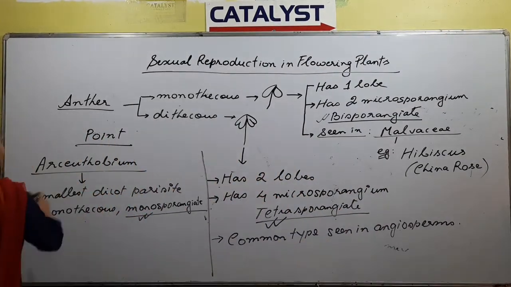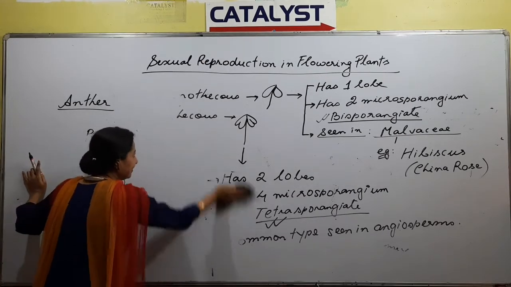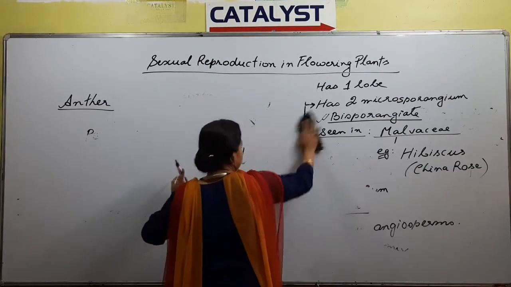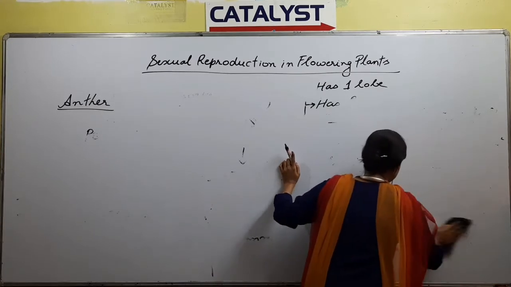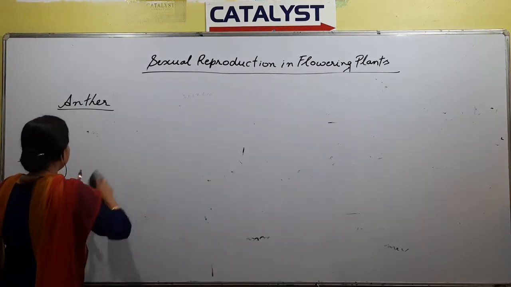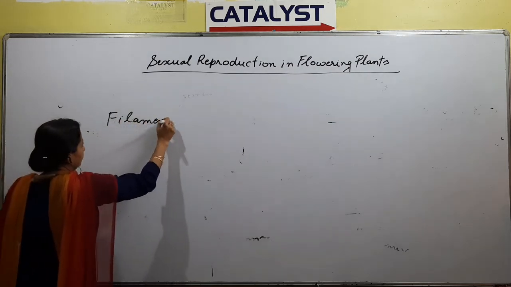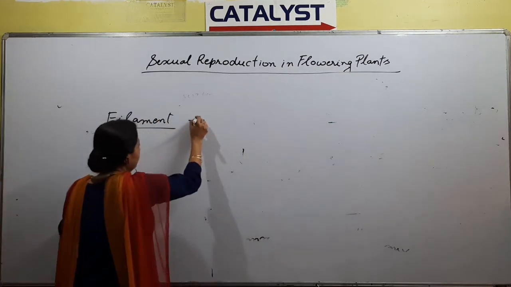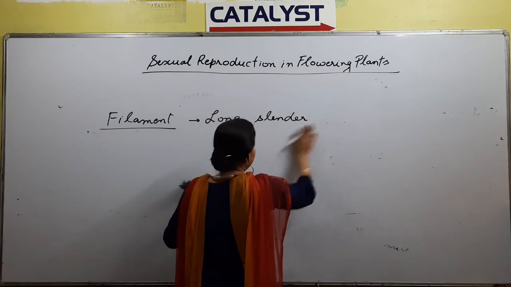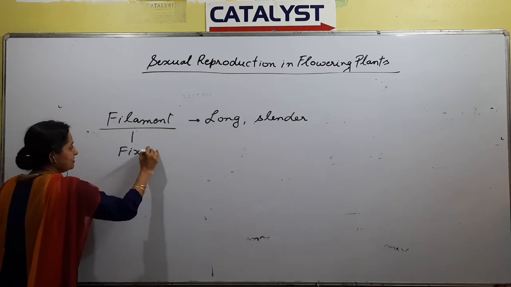Next are some points about the anther, because we know the stamen has 2 main parts, that is the anther and the filament. Next, some information about the filament. The key information to know is that it is something that is long, slender, and almost thread-like. We have to read something called fixation of anther.